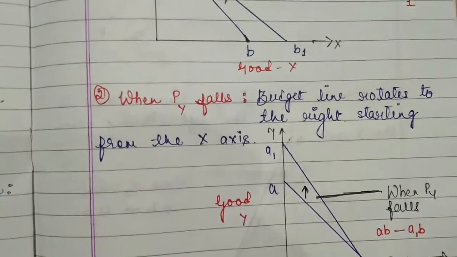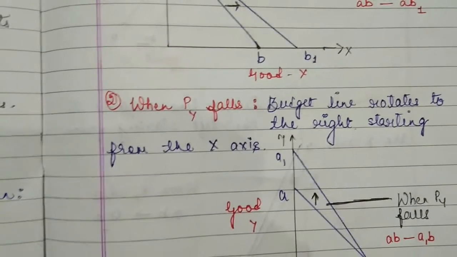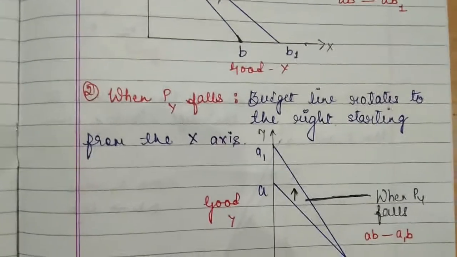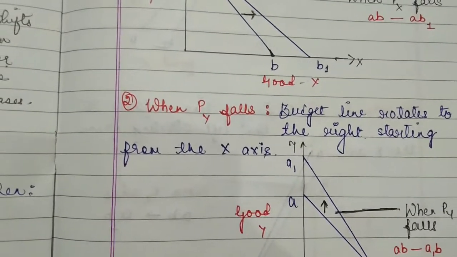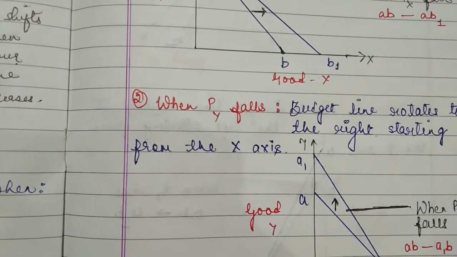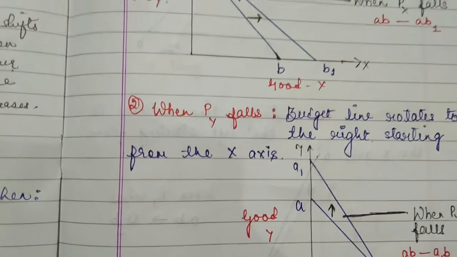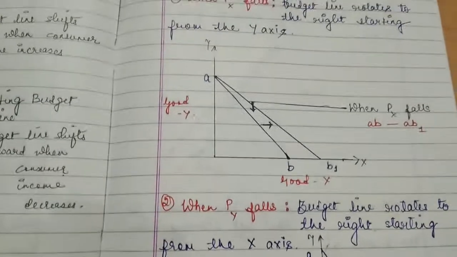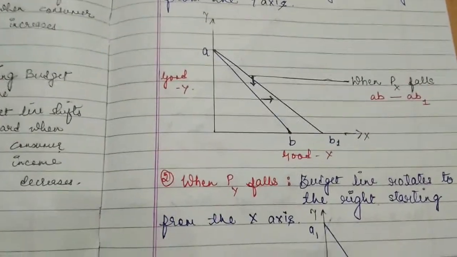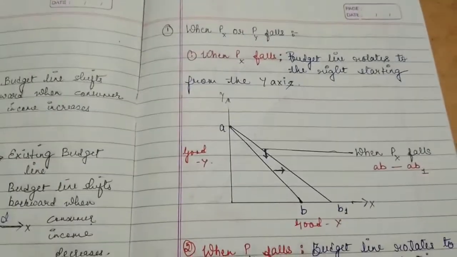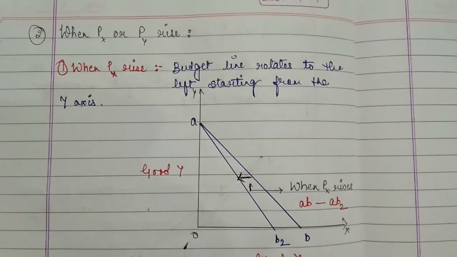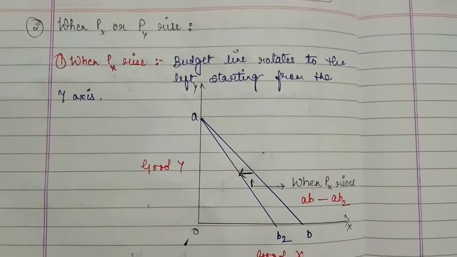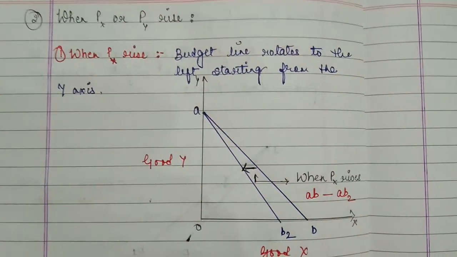Now we will see when PX or PY rise, how it is going to affect the budget line. So let us see the next case. This was case 1, when PX or PY falls. In that we have seen two cases, when PX falls and when PY falls. Now let us see when PX or PY rises. So the case is vice versa. As we have seen, when PX or PY falls, it rotates to the right.